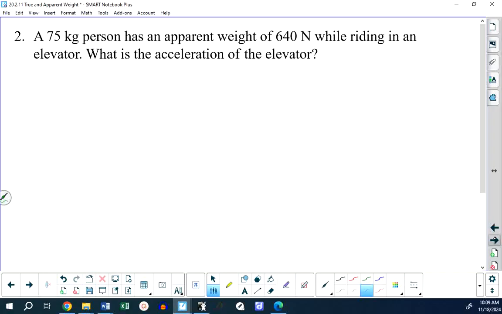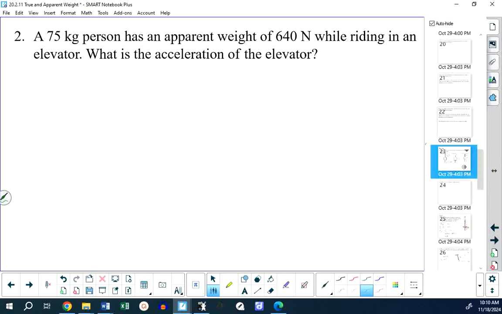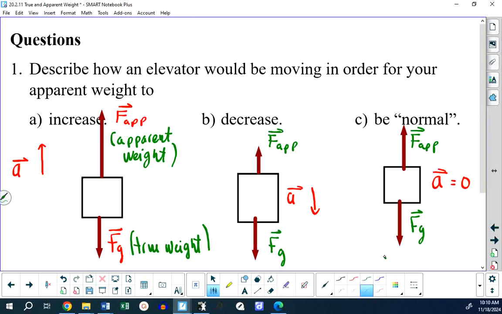Number 2: a 75 kilogram person has an apparent weight of 640 newtons while riding in an elevator. I started my explanation a few minutes ago by talking about what conditions are necessary for you to weigh more and what conditions are necessary for you to weigh less. Just to go back and look at this. This is what we're talking about.